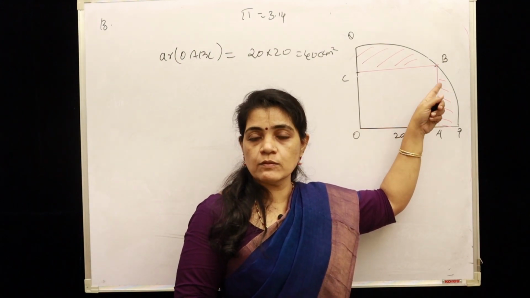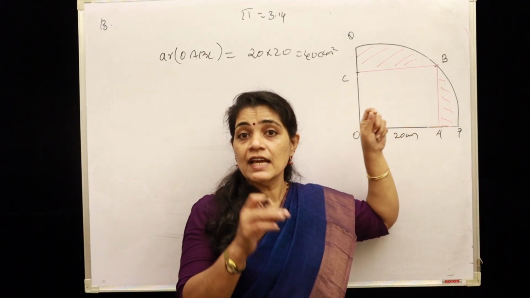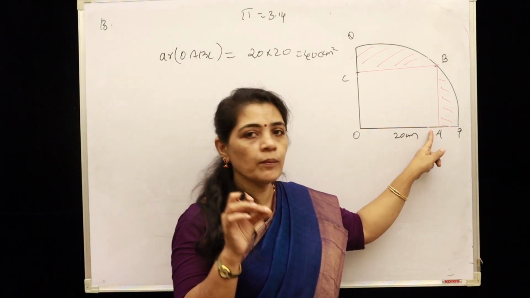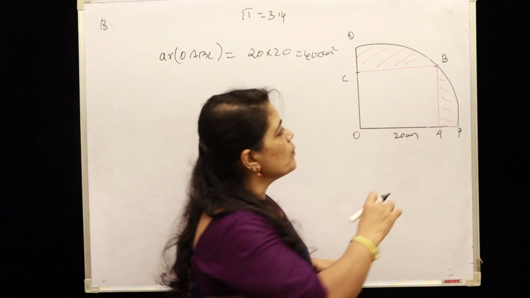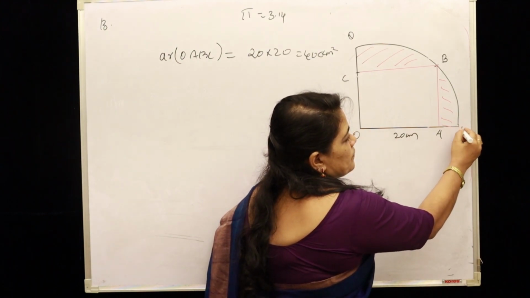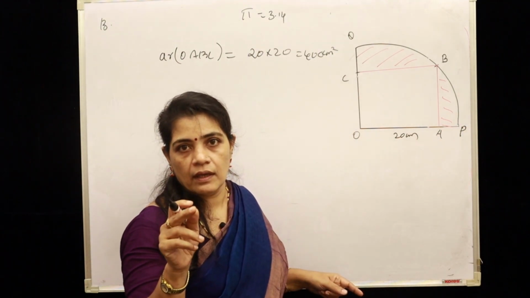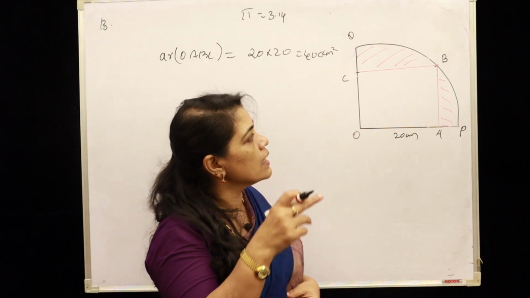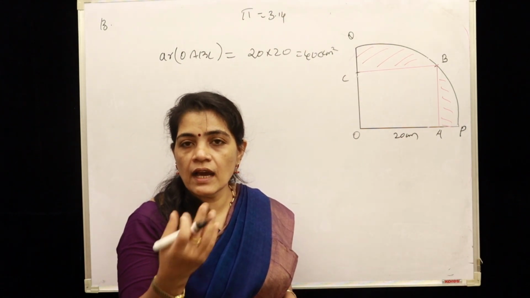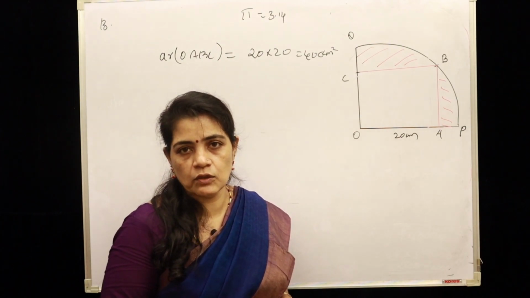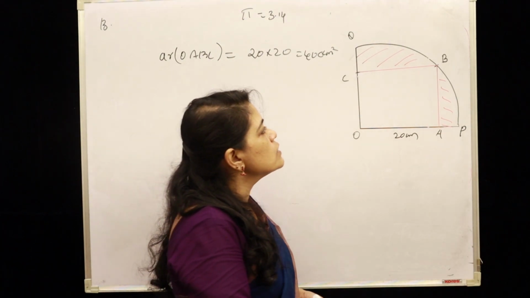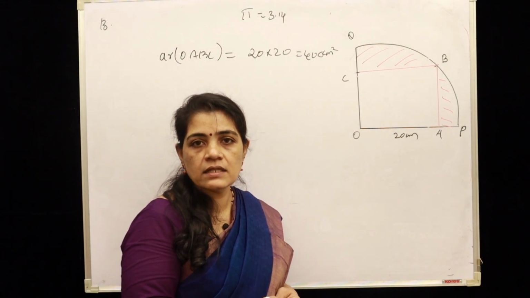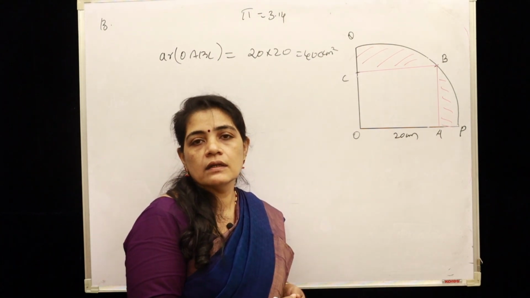But why the radius? By definition, it is the line segment joining the center to any point on the circle. Here A is not a point on the circle. Here the point is P. OP, OB and OQ, all these are the same, because they are radii of the same quadrant or the same circle.